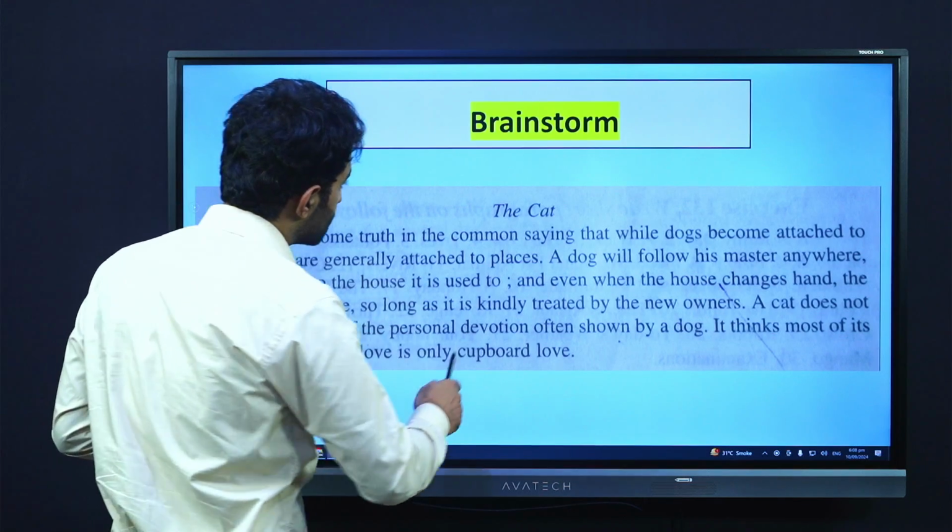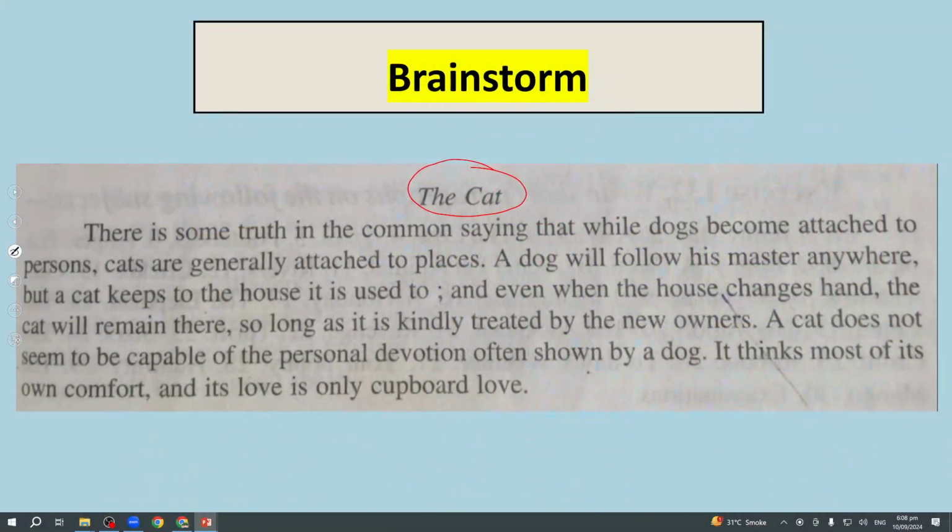Now, this is the topic, the cat. Now, topic sentence क्या होगा हमारा? The first sentence. There is some truth in the common saying that while dogs become attached to persons, cats are generally attached to places. Main idea इसी sentence में आपको मिलेगा, opening sentence में. क्या idea है? दो pets हैं जिनको comparison किया गया है.